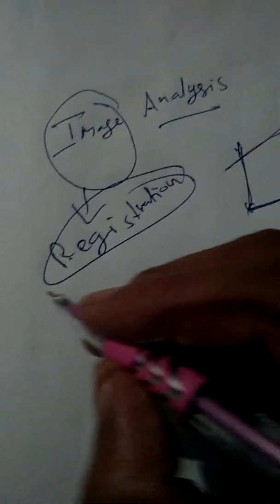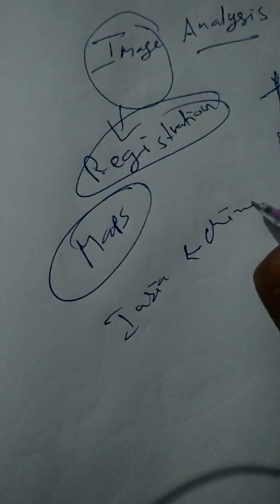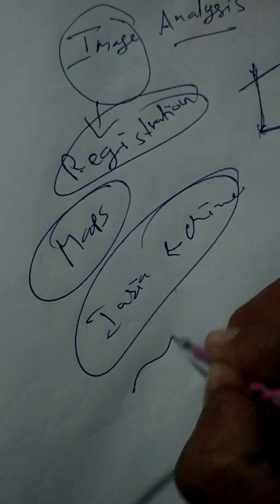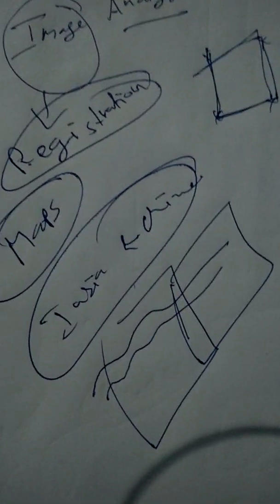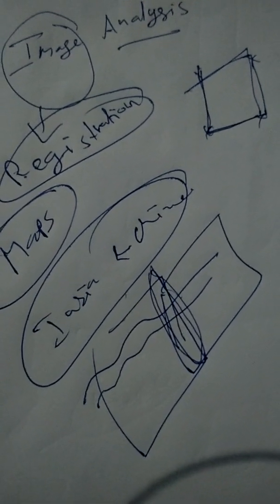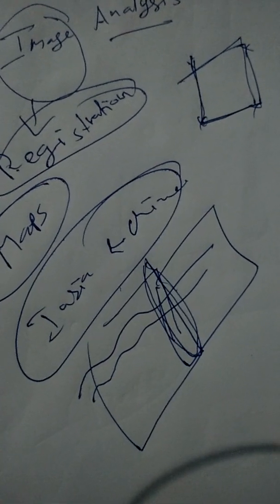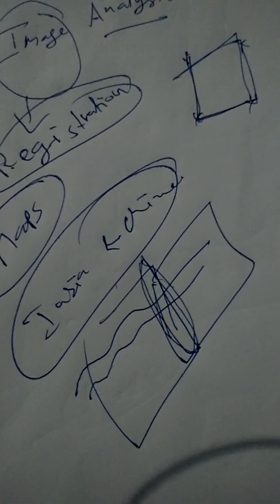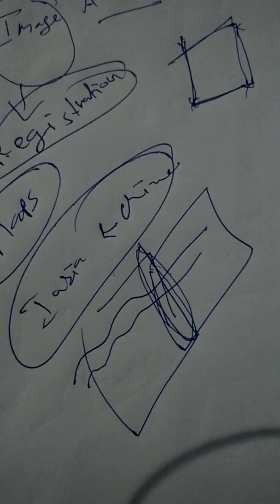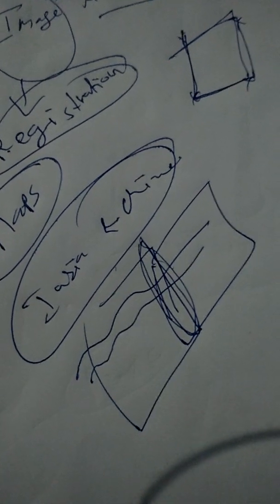For example, if you register maps, take the example of India and China. At the border there will be a boundary like this. If China says this land belongs to us, but India says this land belongs to us, they fight over the common region. In those conditions, the study is done by image analysis only, because neither country can simply survey the other's land.